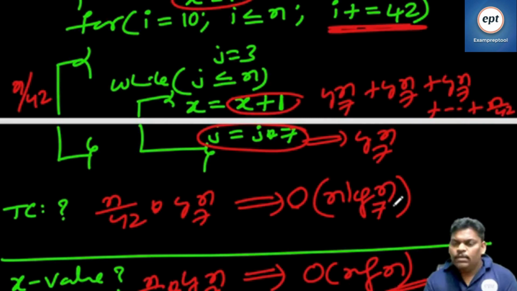Someone is saying i into 42. Yeah, then see, if at all i into 42, then the outer loop is also log n and the inner loop is also log n. Log n into log n is log squared n, not log n. Outer loop log n, inner loop log n. If j is equal to j power 7, then also log n.